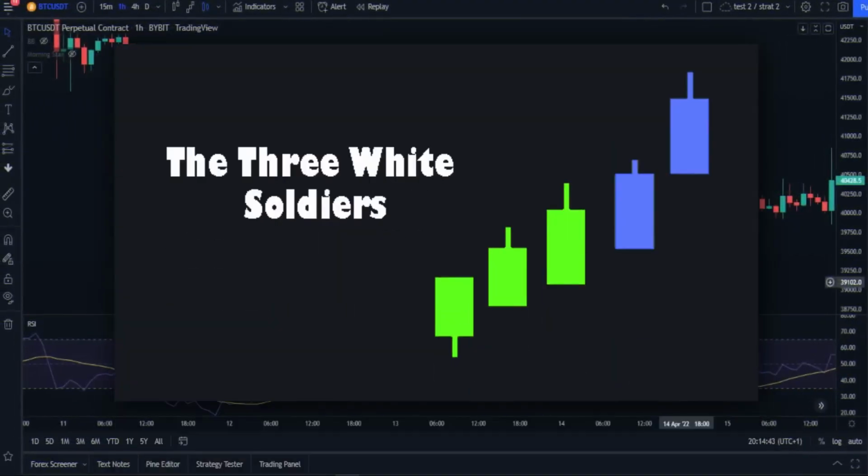Number 4, the three white soldiers. This pattern is considered one of the best bullish patterns, especially when used on large time frames, as it is rare due to some complex conditions to find it, but when you find it, it will be a valuable gem to enter into long positions. This pattern consists of three bullish candlesticks, which are green in color and do not have long shadows.